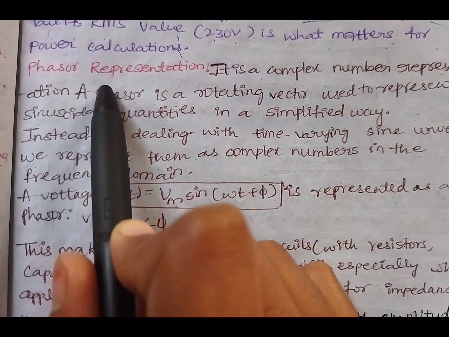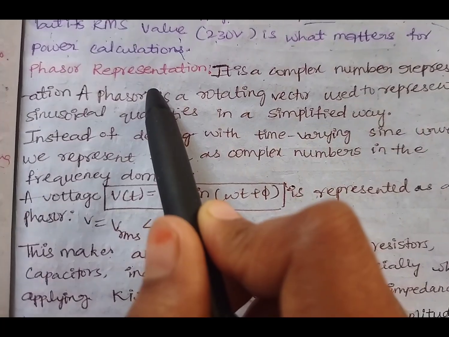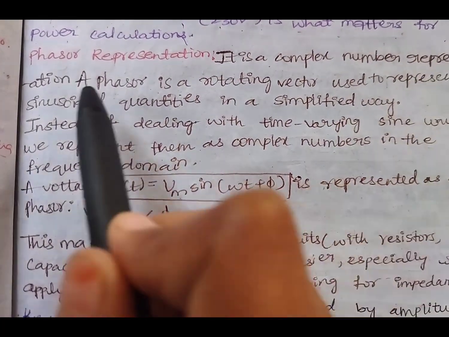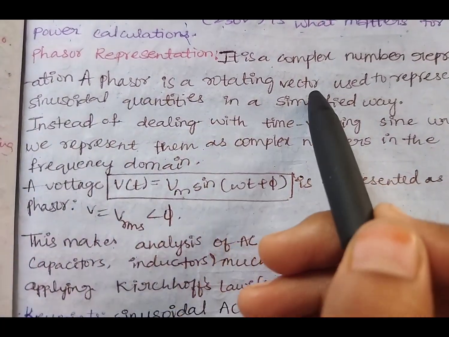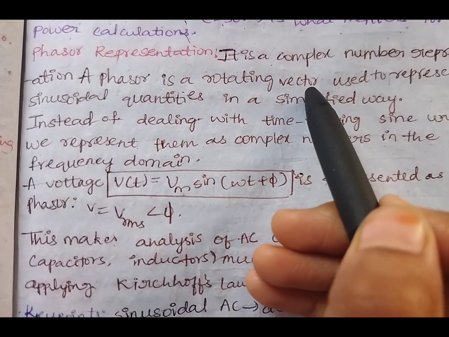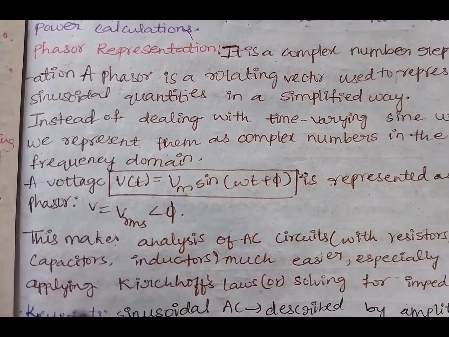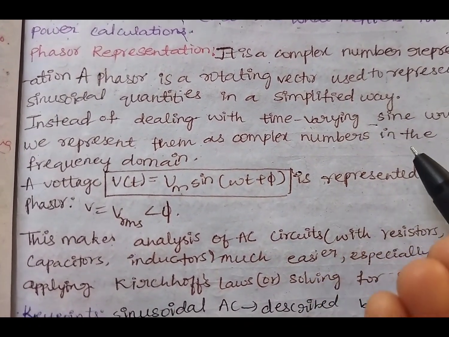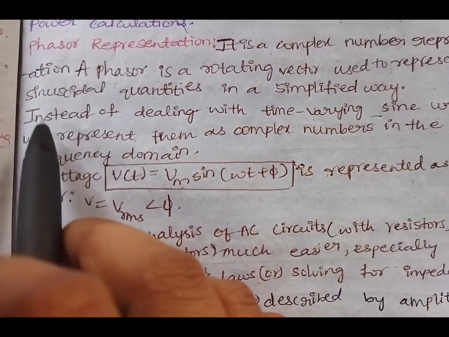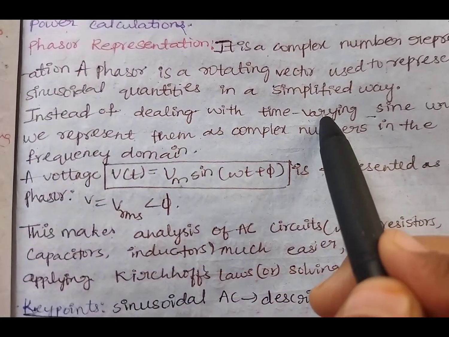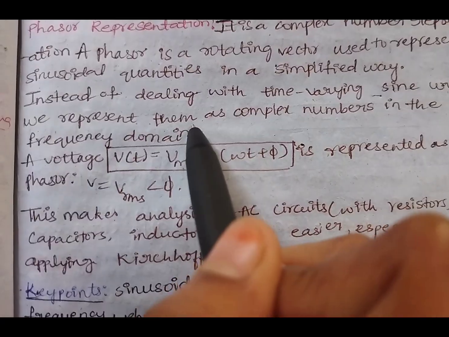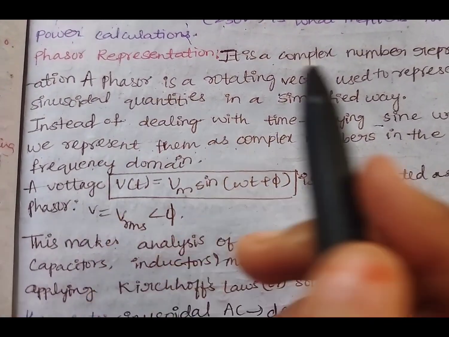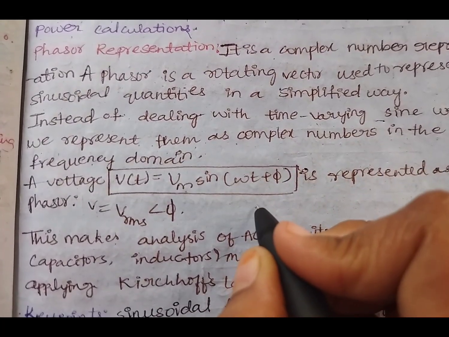Another concept, phasor representation. It is a complex number representation. A phasor is a rotating vector used for representing sinusoidal quantities in a simplified way. Instead of dealing with time-varying sine waves, we represent them as complex numbers in the frequency domain. Phasor representation is represented with phi.